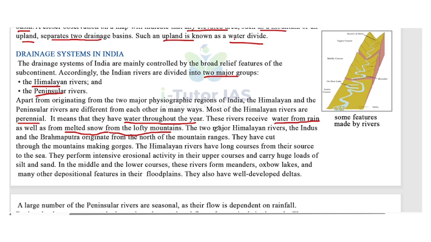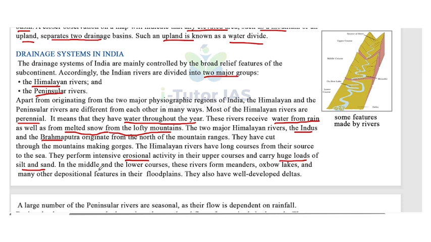Now, the two major Himalayan rivers, the Indus and the Brahmaputra, originate from the north of the mountain ranges. They have cut through the mountains making gorges. The Himalayan rivers have long courses from the source to the sea. They perform intensive erosional activity in their upper course and carry huge loads of silt and sand.